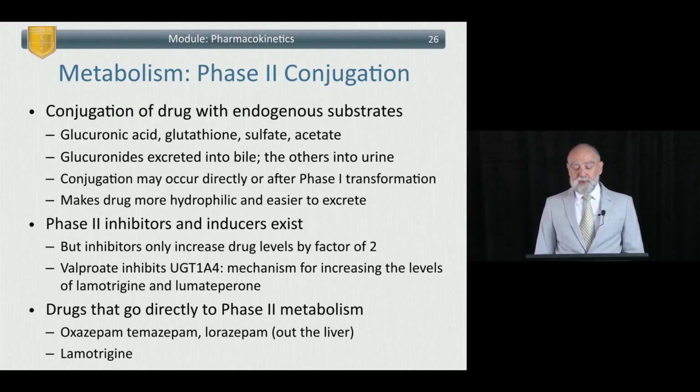There are phase 2 inhibitors and inducers that exist just like with phase 1, but they have a lot less of this dramatic effect on drug levels. Inhibitors of phase 2 enzymes may only increase the drug level maybe by a factor of 2 rather than like a factor of 10, for example, compared to the phase 1 inhibitors. The only one we need to know really for the exam is valproate inhibits UGT1A4. And this is the mechanism for increased levels of lamotrigine and or lumateperone with valproate.